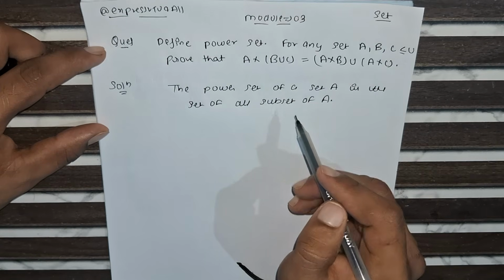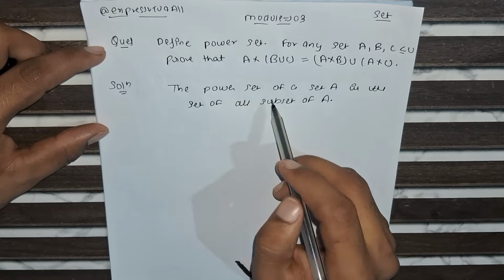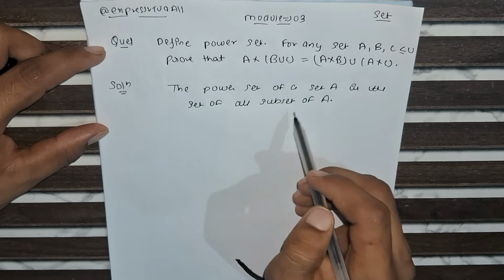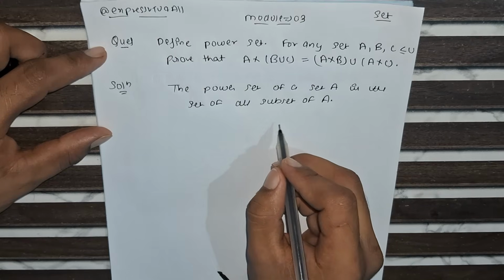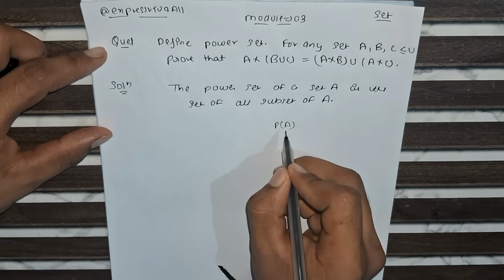So first we understand what is the definition of power set. The power set of a set A is the set of all subsets of A. Let's understand with the help of an example. We can represent this power set as P(A).